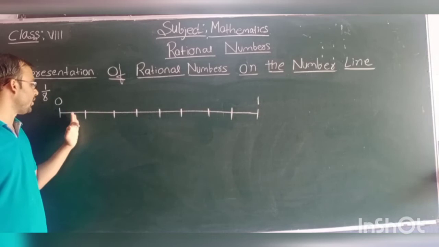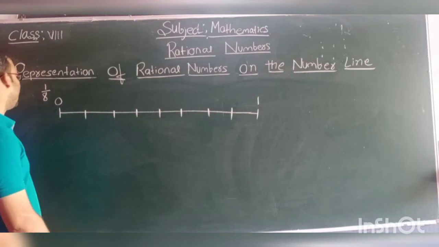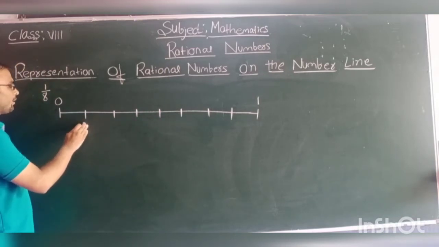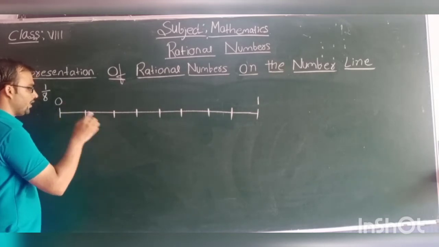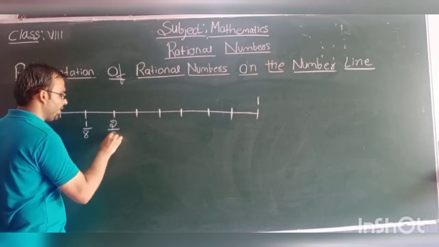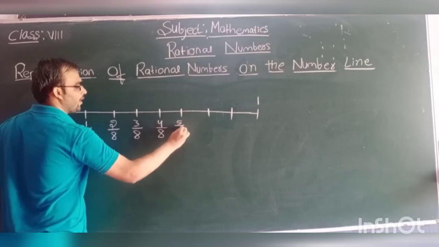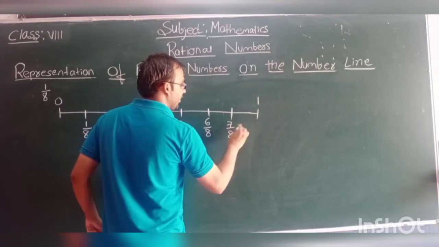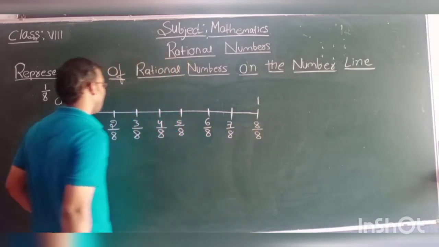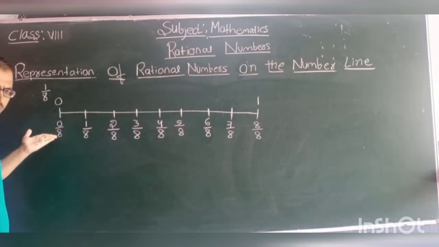So look at here: first part, second part, third part, fourth part, fifth part, sixth part, seventh part, and 8th part. As this is the first part, this part is represented by 1 by 8, this is 2 by 8, this is 3 by 8, 4 by 8, 5 by 8, 6 by 8, 7 by 8, and this is 8 by 8. If you want, you can name this as 0 by 8, or else you can leave this. If you want to write, you can, or else it is not necessary.